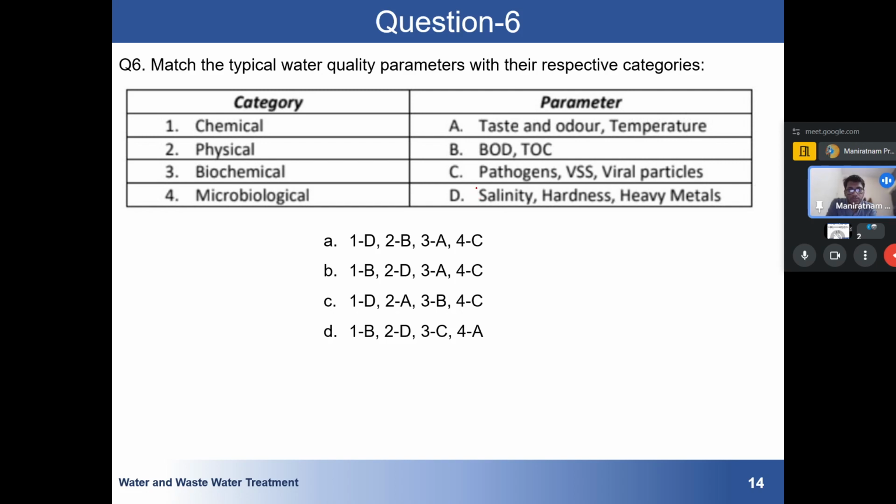So salinity is due to... I hope everyone is clear with what salinity is.